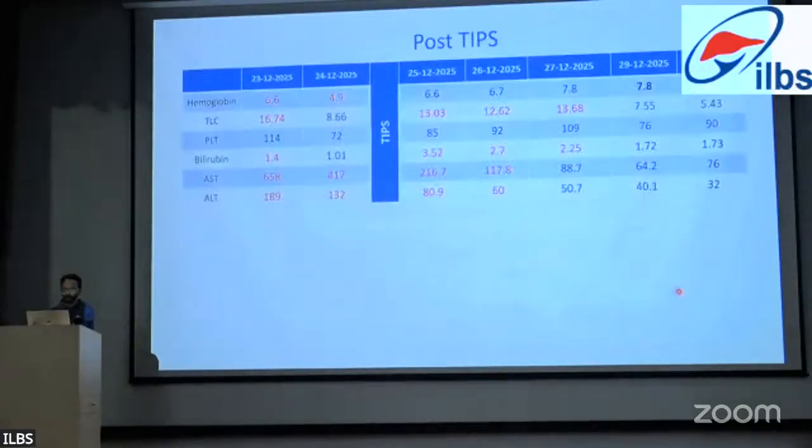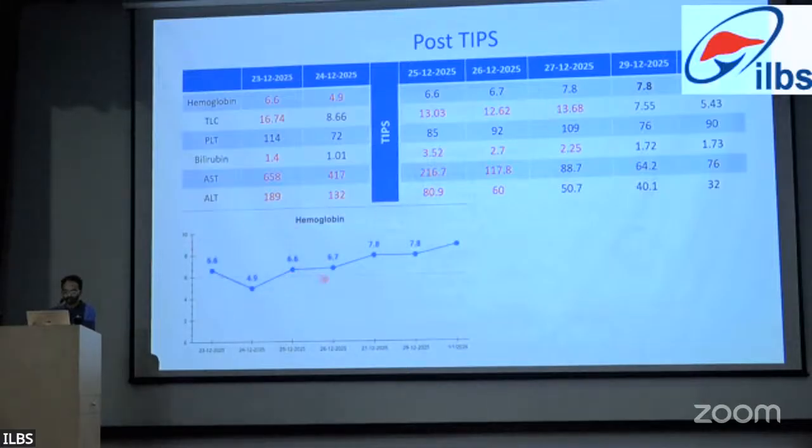So after the procedure, the patient was followed up, and these are the parameters for the same. The patient had a hemoglobin of 4.9 on the 24th, and that was the day when we did it. Following which we can see there is a gradual trend of increasing hemoglobin levels, and there was no additional need for PRBC transfusions as well, with the graph showing the gradual increase.